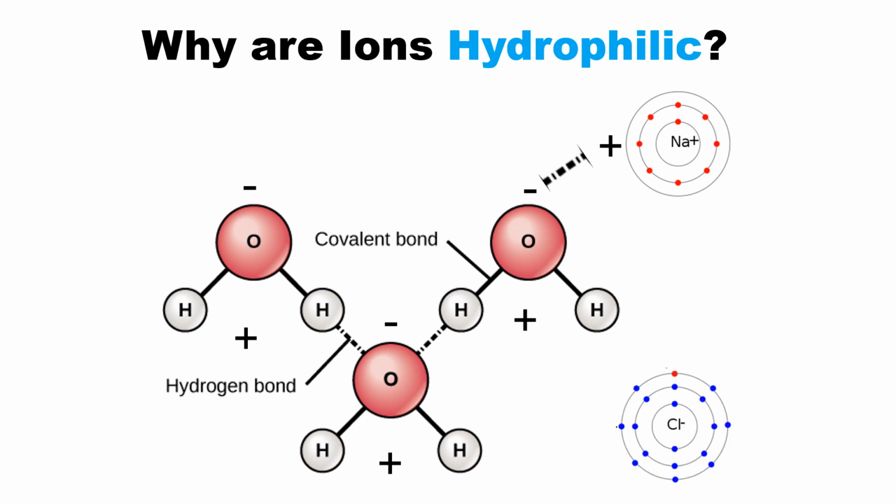And now we can take a look at chloride ions. We know chloride ions have a negative charge because they have more electrons than protons. So if we put chloride ions into water, since they have a negative charge, they can bind with the positively charged hydrogen side of water molecules. This means chloride ions will dissolve in water. So sodium ions, chloride ions, and all other ions are hydrophilic. They can bind with and dissolve in water.